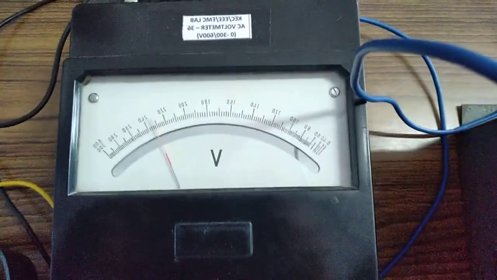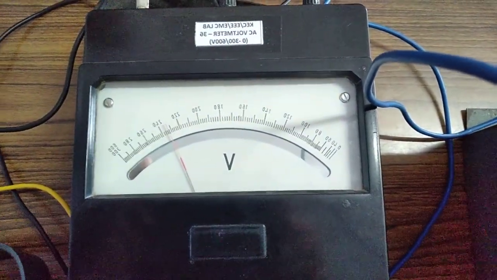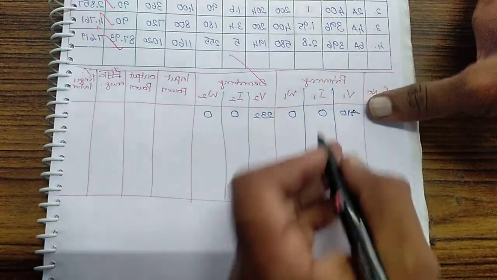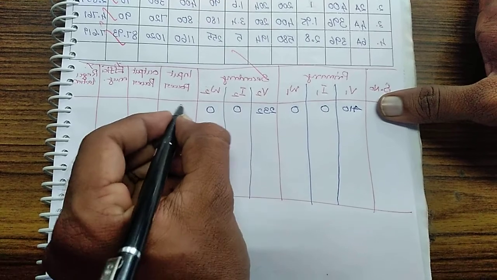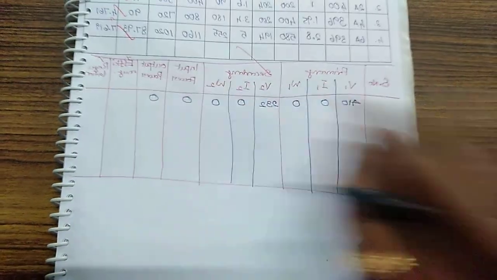On the secondary side, you can see the voltage is around 232 volts. So the secondary voltage is 232 volts. The secondary current is again 0, and the power is also 0. That is for the first reading. So you can clearly say that the input power is 0 and the output power is also 0. So this is for the no load condition.